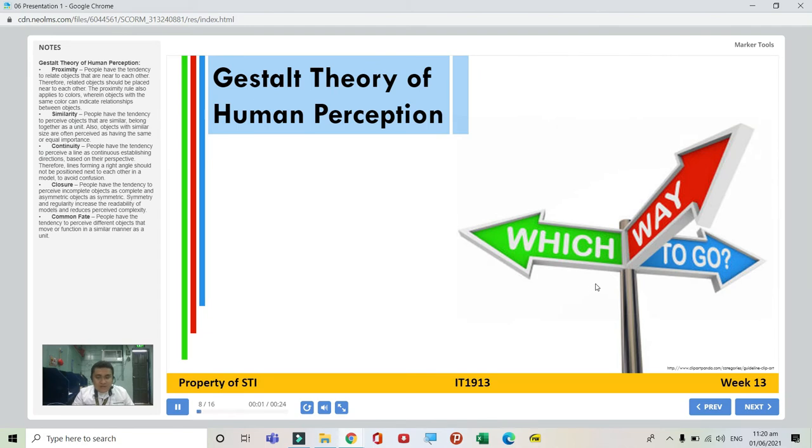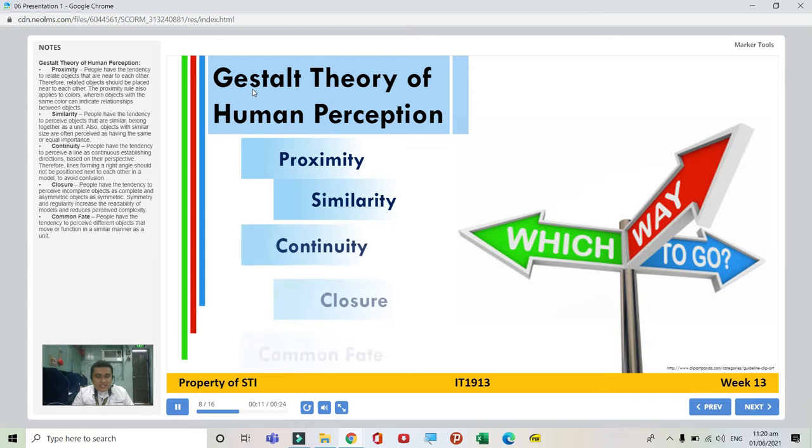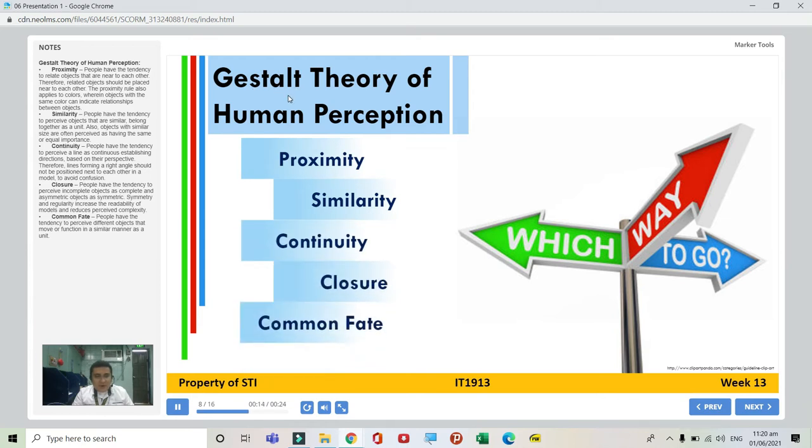And of course, we have it here. I researched how to pronounce this one, but they differ. Some would say it's Gestalt. Some would say Gestalt. But I think the correct pronunciation is Gestalt. The Gestalt theory of human perception. So what is the purpose of our human perception? This one will help you or guide you on how humans will perceive your model. Like when you know these factors, you will tend to adjust the way you create your model.